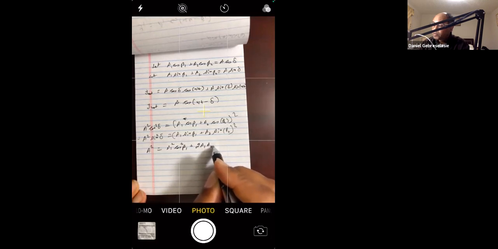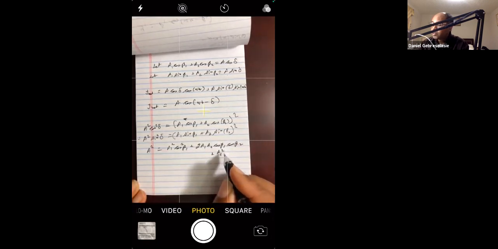Now, this would be just a perfect square. Okay? So you've got A1 squared cosine squared beta 1, and then you've got twice A1, A2 cosine of beta 1, cosine of beta 2, and then of course the square of the second term. I'm using the formula for a perfect square, okay? You've got cosine squared beta 2. And then the other one, the same thing.